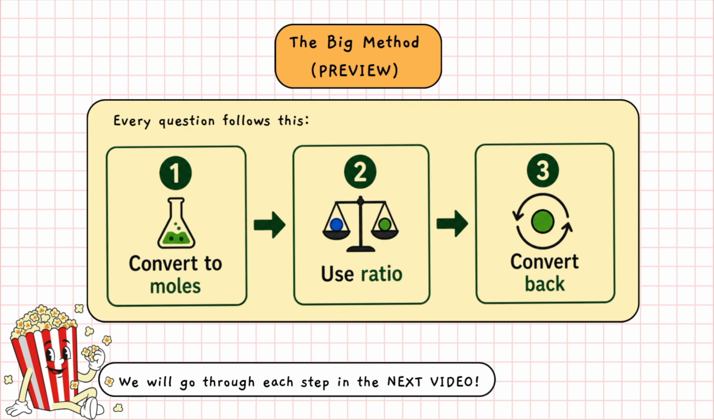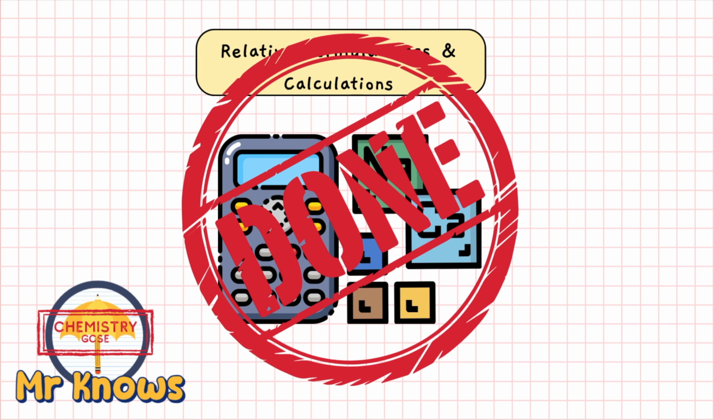This is the method that runs the rest of quantitative chemistry. Convert to moles, use the ratio, convert back. In the next video, we'll use this to answer proper exam questions. That's relative formula mass and moles done. Master this and the rest of the topic becomes much less painful. Knowledge beats luck.